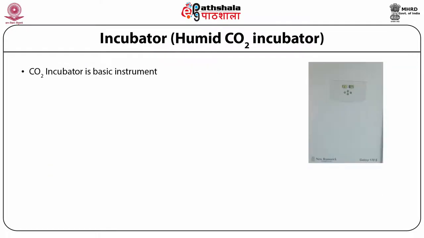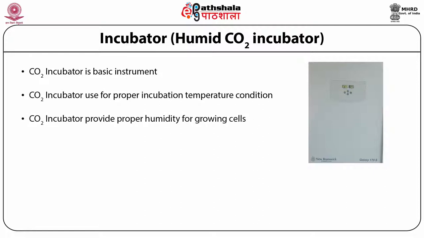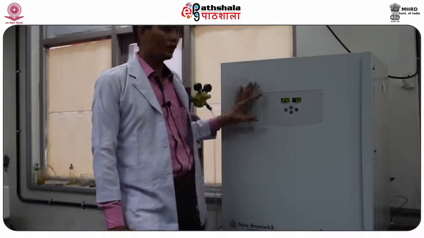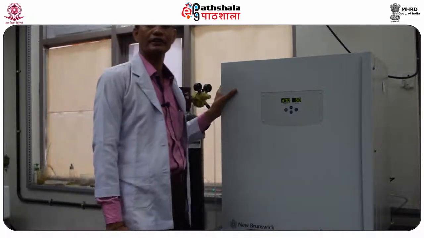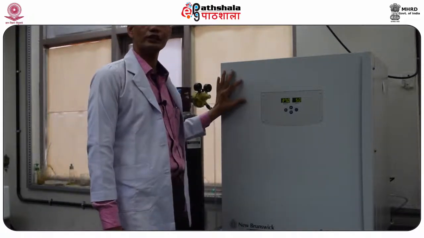CO2 incubator. This is a basic instrument, and the CO2 incubator is used for maintaining proper incubation temperature conditions. The CO2 incubator provides the proper humidity for growing cells, and it also maintains the pH of the cell culture medium, because the CO2 diffuses into the medium and acts as a buffer, stopping change in the medium and maintaining a proper pH.